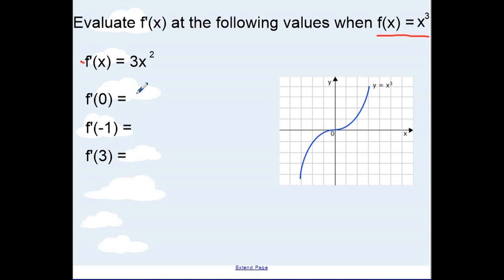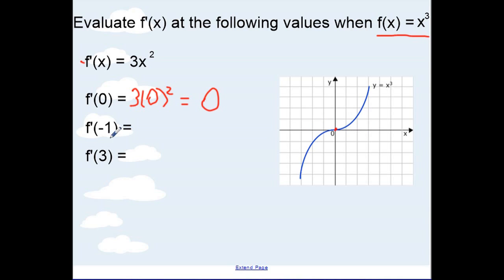So if we want to find f prime of 0, we just do 3 times 0 squared, right? So this one's pretty easy. Of course, 0 squared is going to be 0 times 3 equals 0. So on our graph at f of 0, that's going to be right here. What is our function doing? Well, our function is completely flat. So what this is telling us is that we have a slope at this specific point at x equals 0 of 0. So our function isn't increasing, it isn't decreasing.